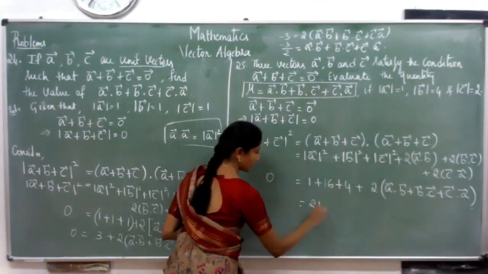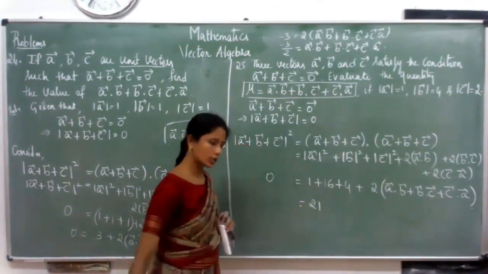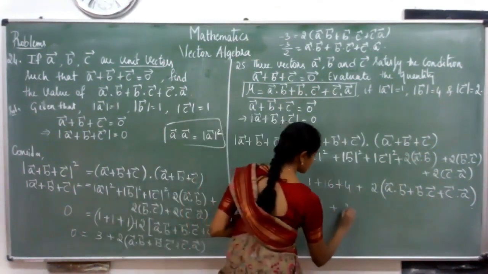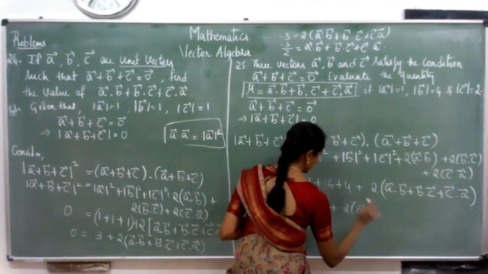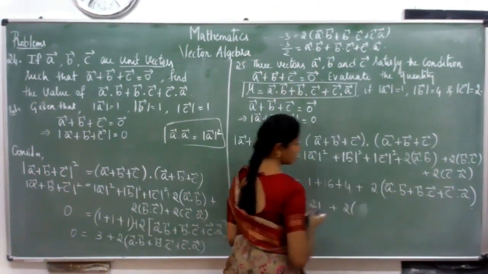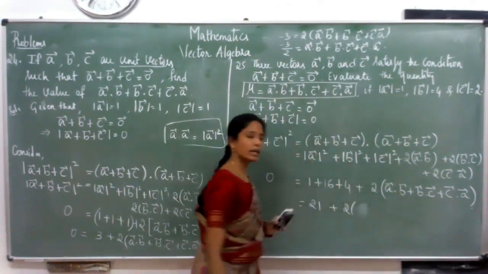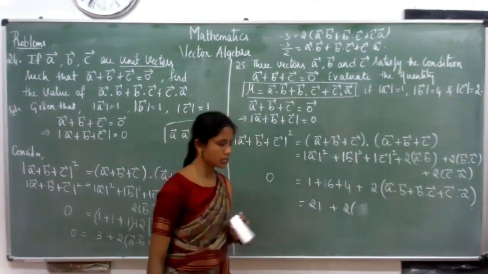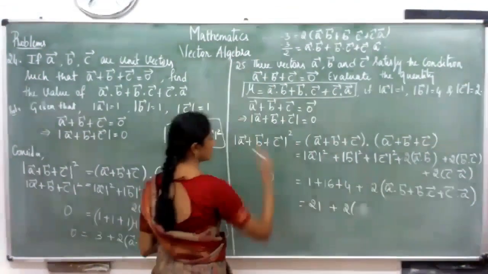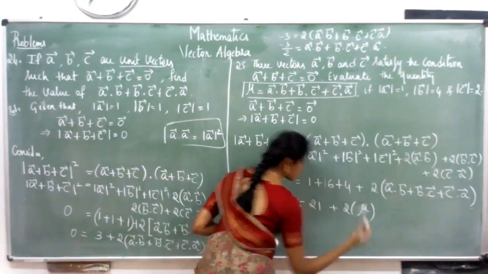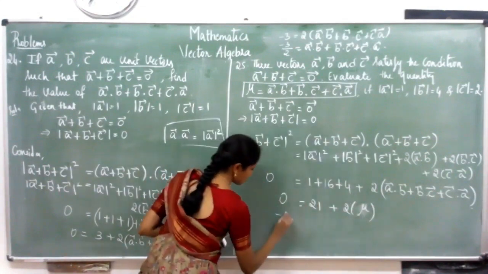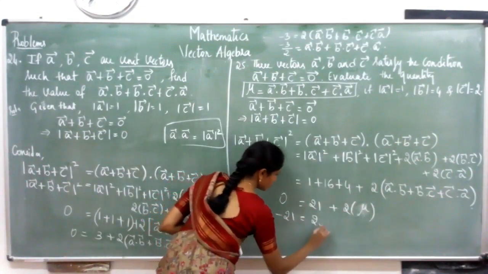Therefore, this is equal to 16 plus 4 plus 1, 21, plus 2 times vector A. So here, now, they have given that this A dot B plus B dot C plus C dot A is equal to mu. So I just replace this by mu. So this will be minus 21 is equal to 2 mu.